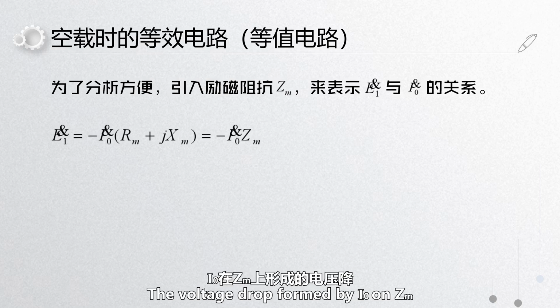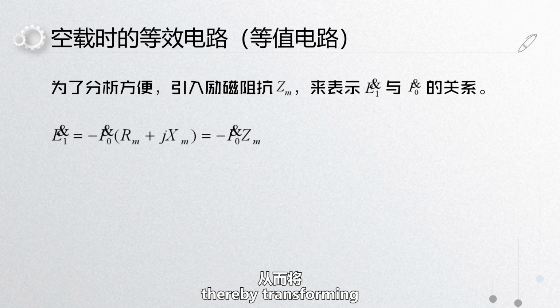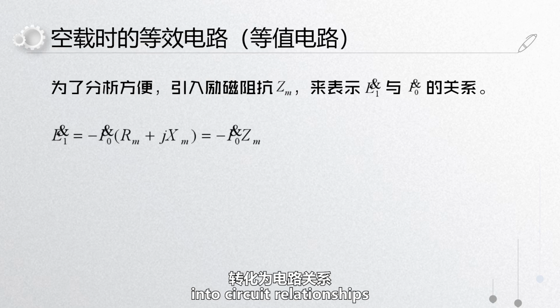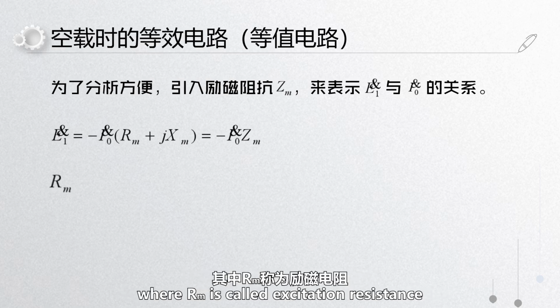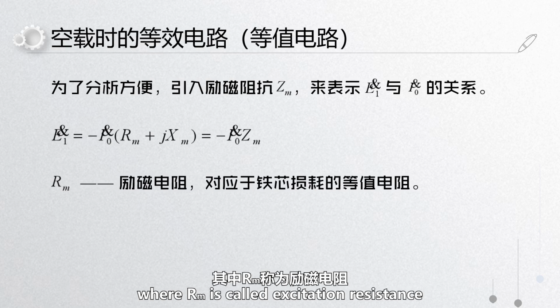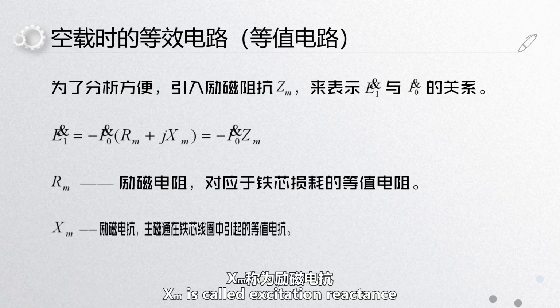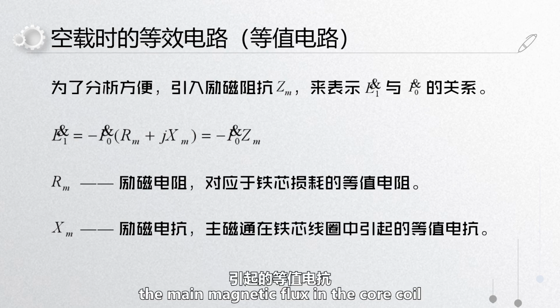The voltage drop formed by I0 on Zm is equal to the induced electromotive force E1, thereby transforming complex electromagnetic induction relationships into circuit relationships. Excitation impedance Zm is an important parameter in transformer analysis, where Rm is called excitation resistance, corresponding to the equivalent resistance of core loss.